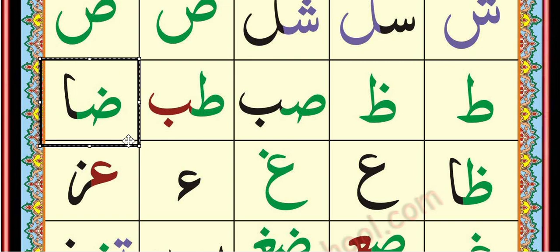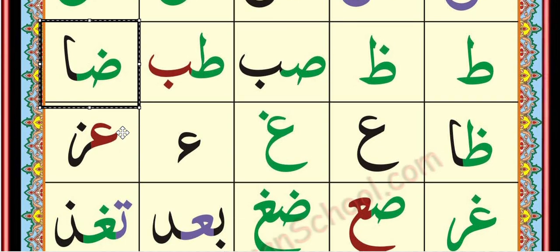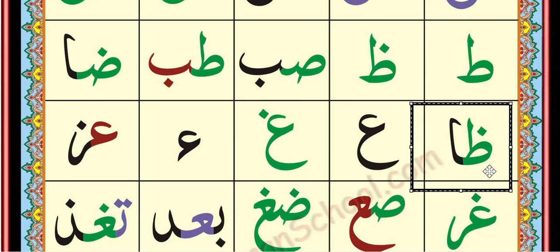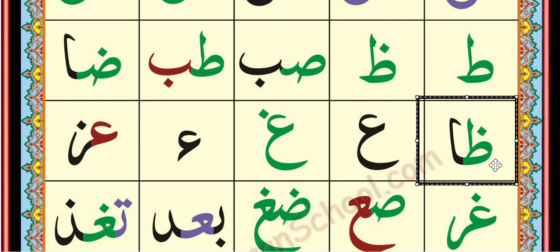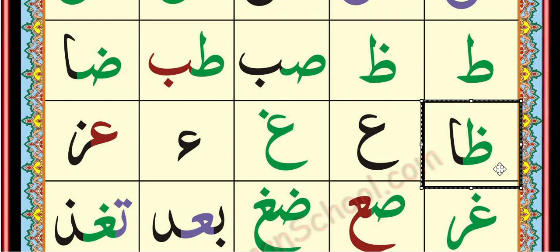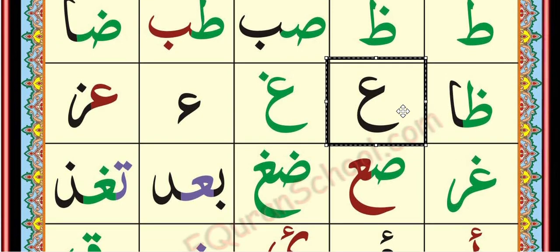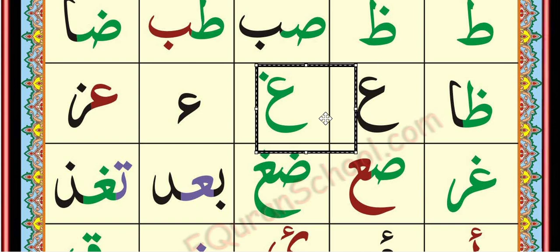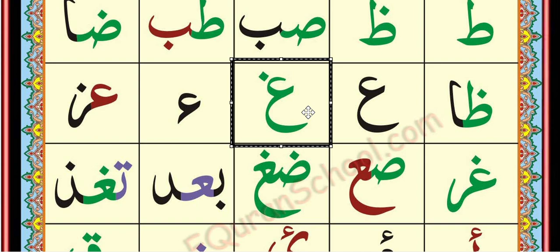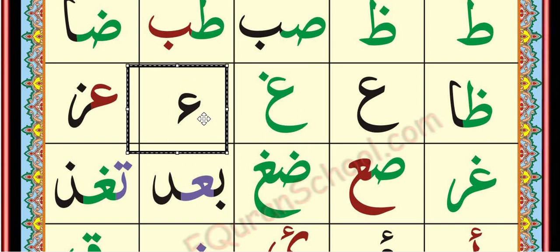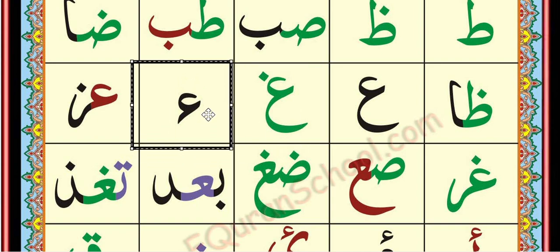Dod alif, dod alif. Next will be za alif, za alif. The next also alif. This one, za alif. Simple. This one, ain, ain, ghain, ghain.